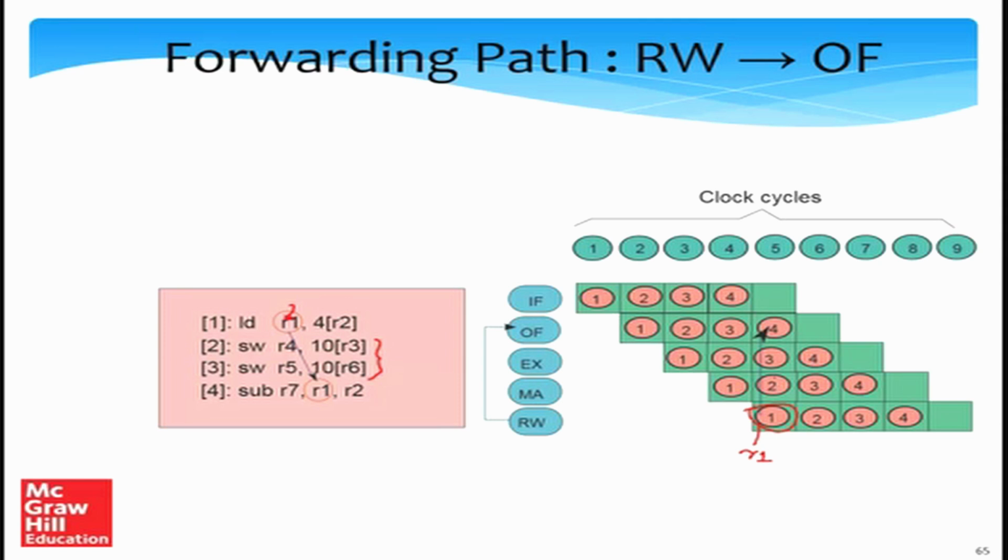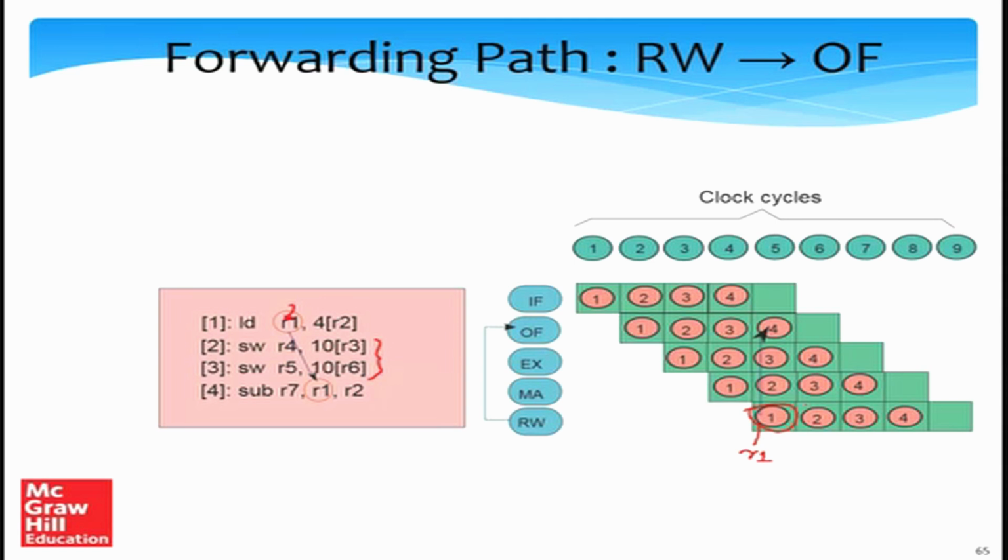Instructions 2 and 3 are in the middle of the pipeline. And instruction 4, the subtract instruction, is in the OF stage. So my claim is that at this point, instruction 4 does not strictly require the value of R1. But unless we forward it, we'll never be able to use the right value. The reason is that at this point of time, if instruction 4 tries to read the register file, it will not be able to get the value of R1 because R1 is being simultaneously written.